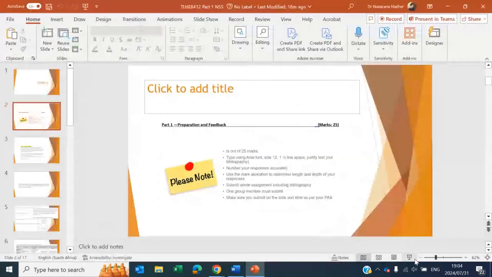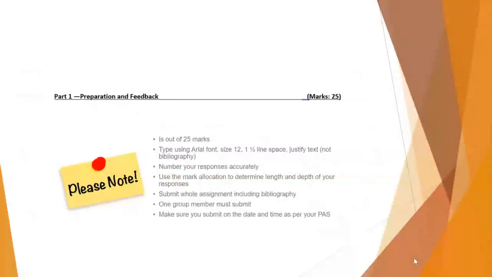So basically, part 1 is based on preparation and feedback. A crucial component in the assessment process is preparation and feedback. As you work through Learning Unit 2, you will start unpacking in greater detail the importance of preparation and feedback, how to prepare students, how to provide feedback, and so on. And then, of course, you need to make those connections to your specific discipline. So part 1 is out of 25 marks, and it will be completed in your groups.